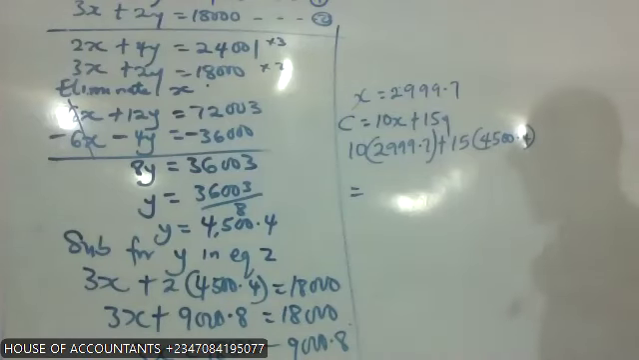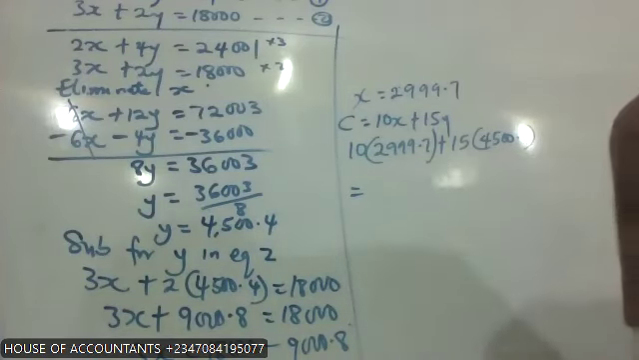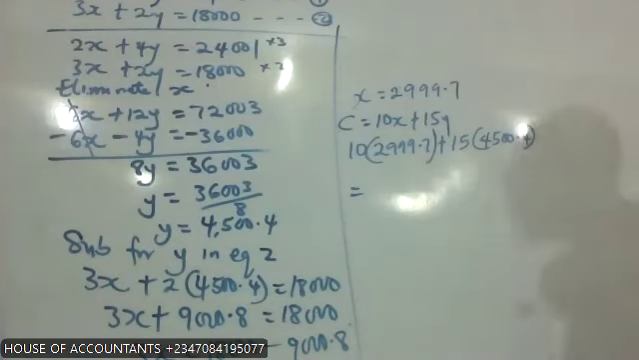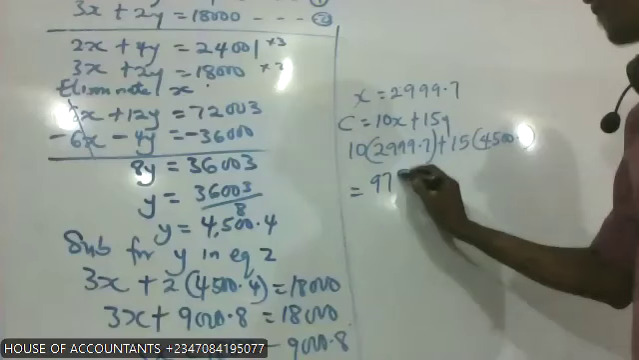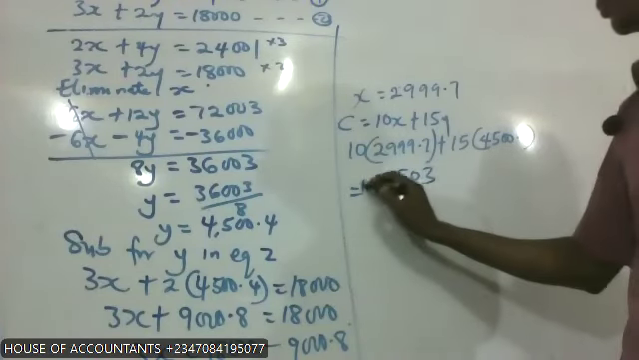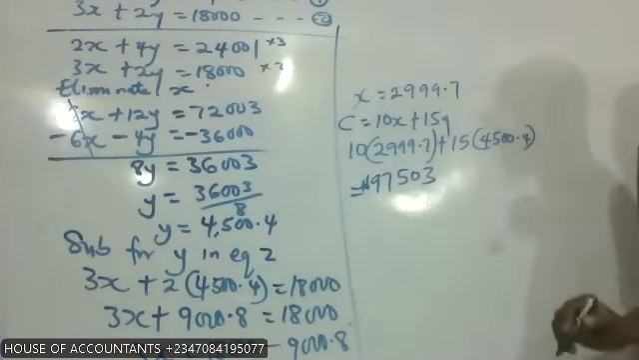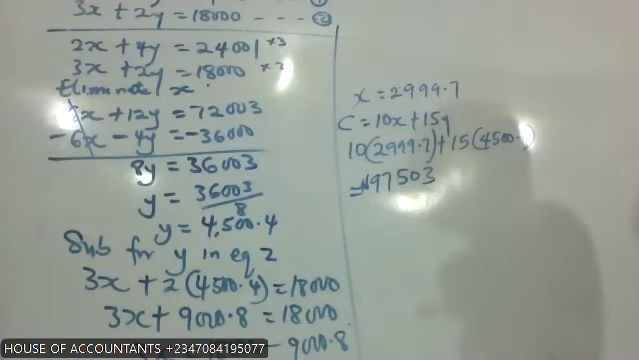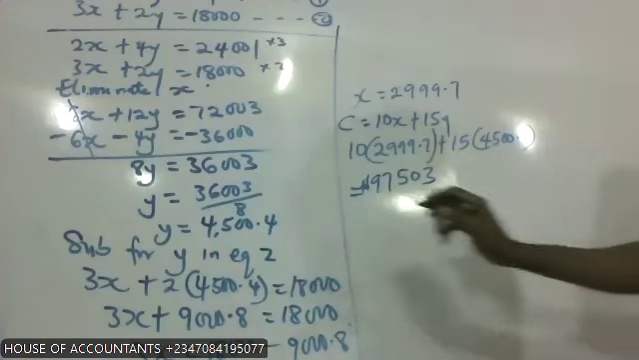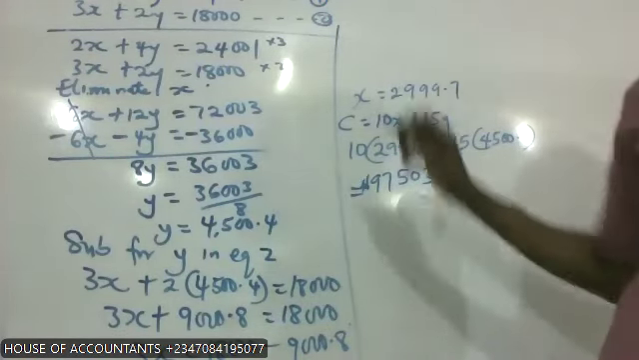What is the total? Almost 97,503. You understand? 97 what? Am I right? You will now compare it with the optima.